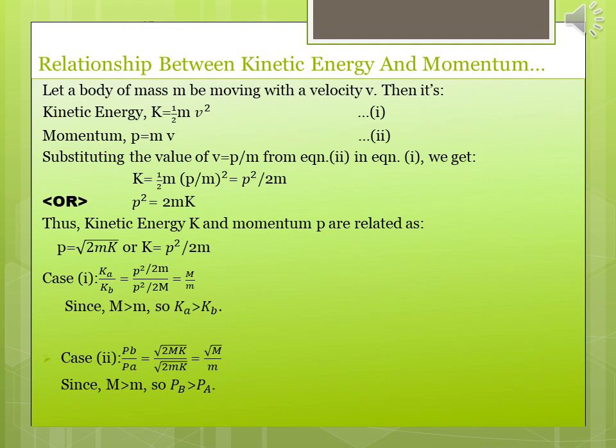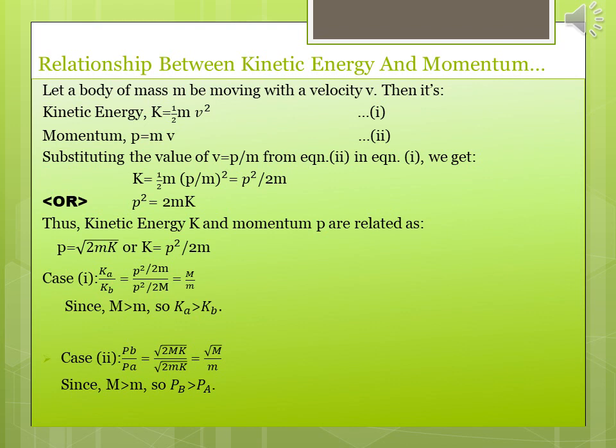So if I substitute the value of v from the expression of momentum, I get K is equal to half into m into (P upon m) whole square, which comes out to be P square upon 2m. So the square of momentum is equal to twice the product of mass and kinetic energy. Or I can say kinetic energy and momentum are related as P is equal to square root of 2mK, or K is equal to P square upon 2m.